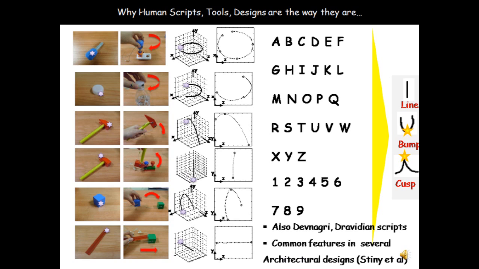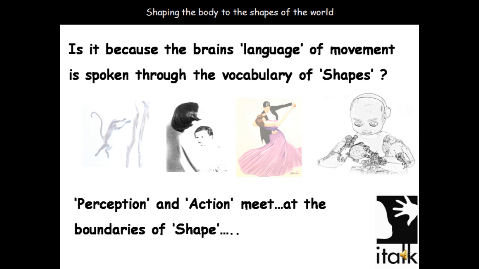These basic shape features are also very common in architectural designs. So this prompts us to ask an inverse question as to why human scripts, tools, designs are the way they are, or why do they give rise to very specific shape representations which are invariant in nature. Is it because the brain's language of movement is spoken through a vocabulary of shapes?